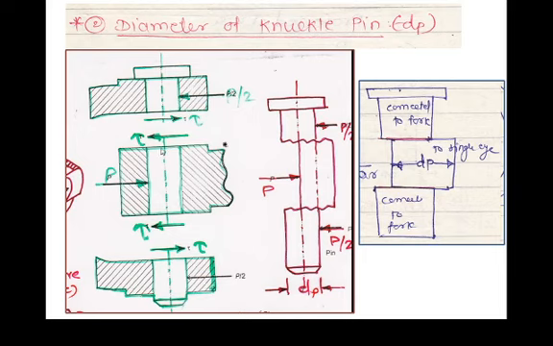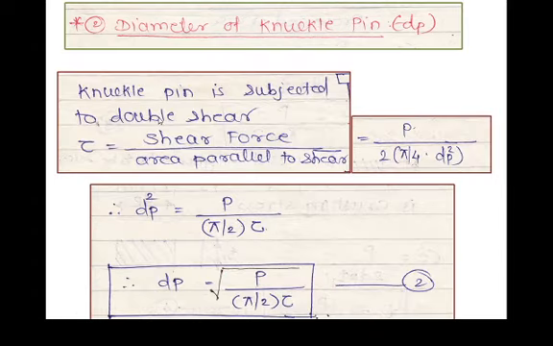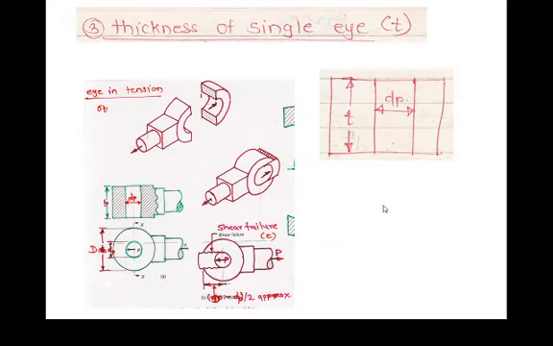Now what is the diameter? That is pi by 4 into dp square. Therefore 2 into pi by 4 into dp square is the area of shear. Now therefore we will calculate the shear stress, that is tau will be equal to P divided by 2 into pi by 4 into dp square. Therefore after simplification you will get the diameter dp is equal to under root of P divided by pi by 2 into tau. Tau permissible is equal to 0.577 of SYT by Fs.